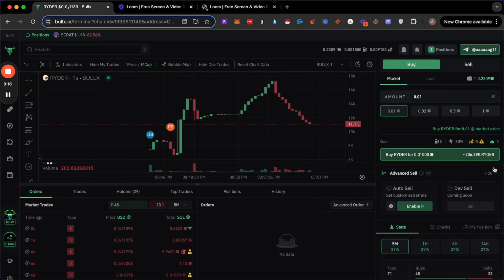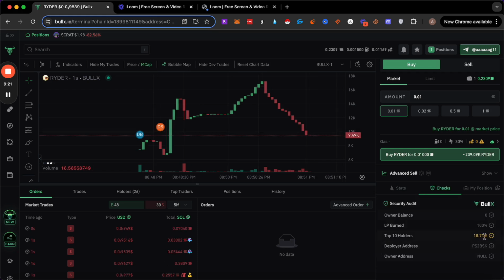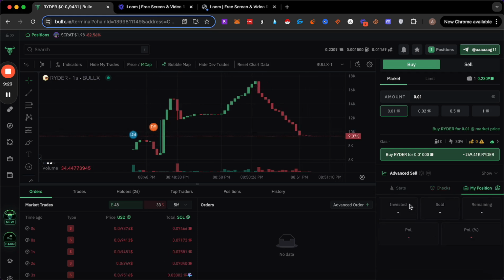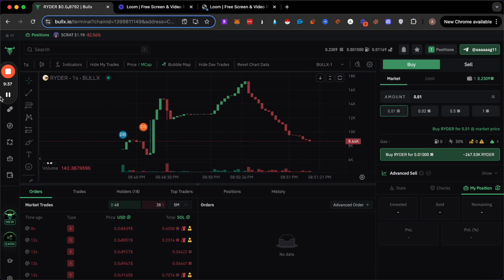Like I said, there's the auto selling strategy. And then of course there's the stats you can take a look at right here. Checks right here. And then you can check your position. So if I buy in right here, actually I don't want to buy in right now because that's just going to be a waste. It's just crashing. But you can see your position, how much you have invested. On this chart, you would see what your average buy price is, right?